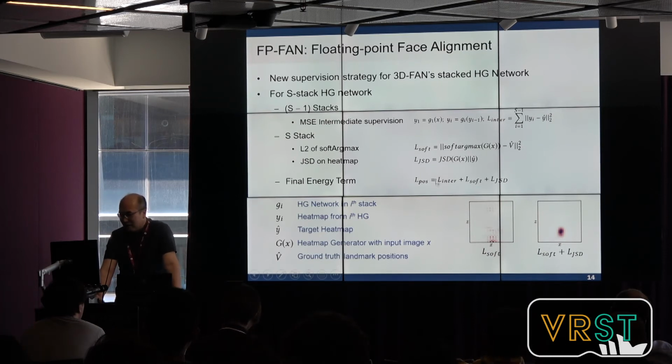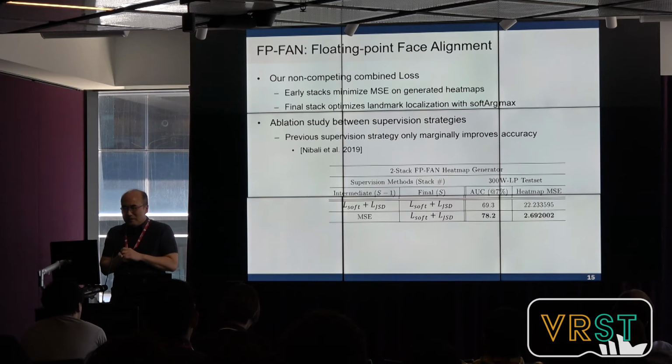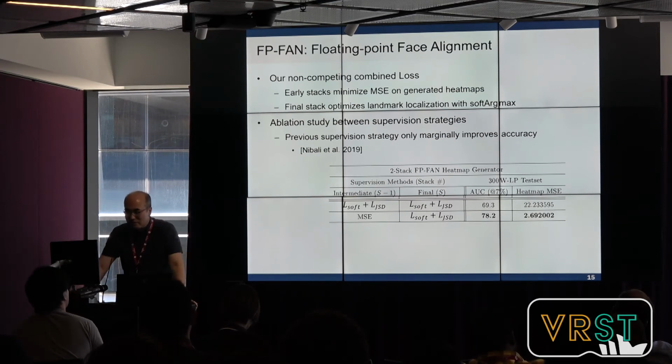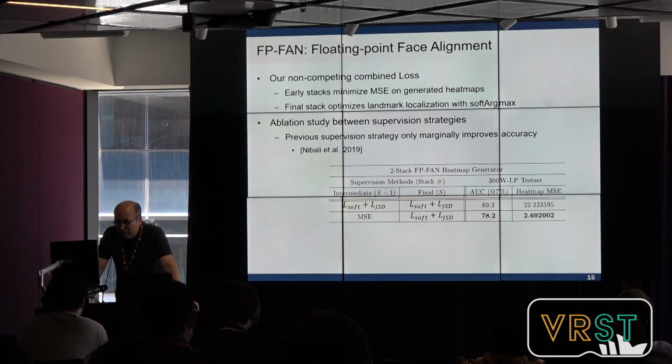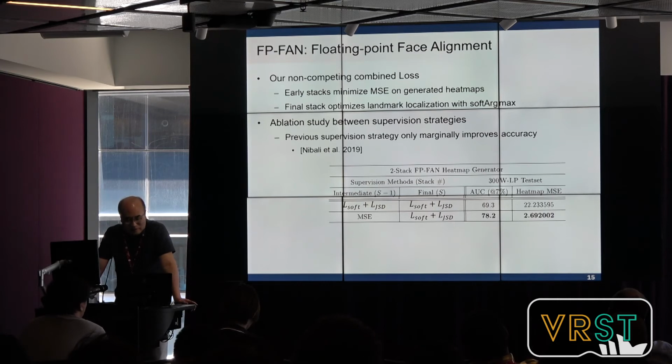Okay. And again, this divergence loss can reduce the overfitting of this network. By combining this loss, we can avoid some competition between different losses. We apply only MSE for the beginning part of the network, and then we minimize MSE loss for the heat map there. In the final stack, we use the argmax loss to determine the accurate landmark position, and also we use a diversity loss to have some regularization.